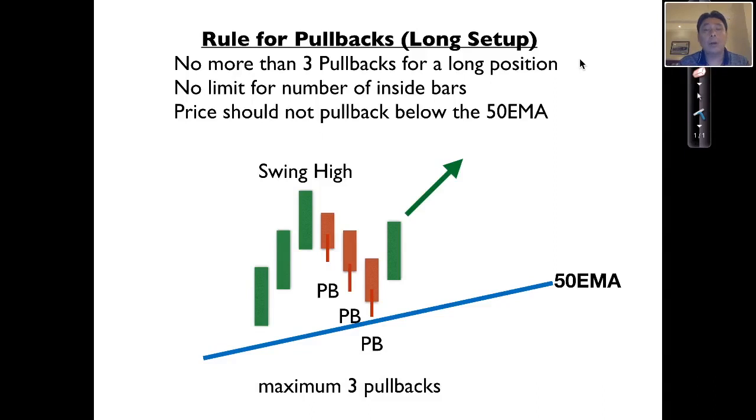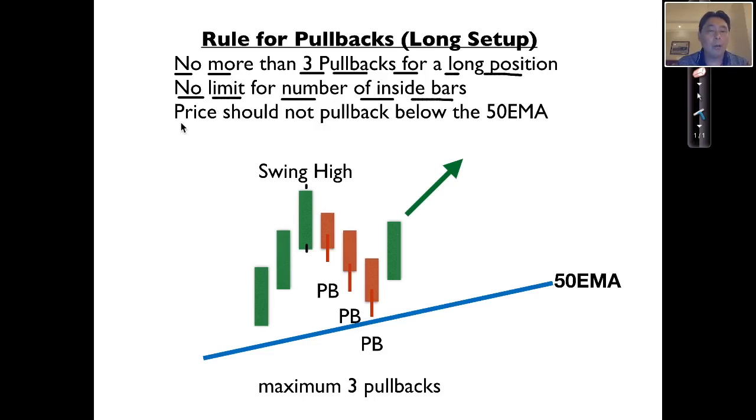Once again, here are the rules for pullbacks for long setups. We should see no more than 3 pullbacks for a long position. In other words, after the swing high appears, so this is a swing high, we should have no more than 3 pullbacks. Pullback 1, 2, 3. Any more than that, the trade is disqualified. We do not take the trade. Maximum 3 pullbacks, but there's no limit for the number of inside bars. We could have many inside bars, that's fine, but a maximum of 3 pullbacks.